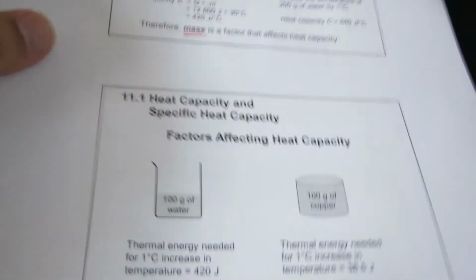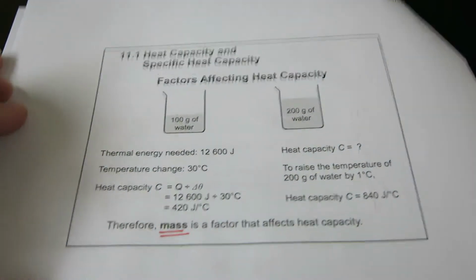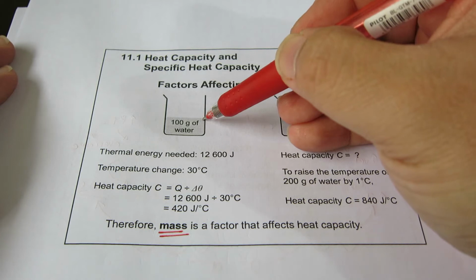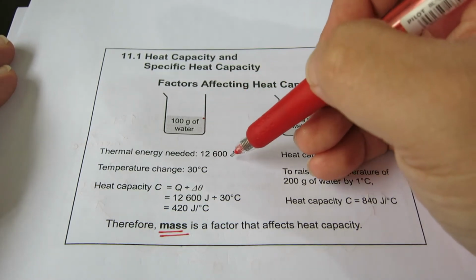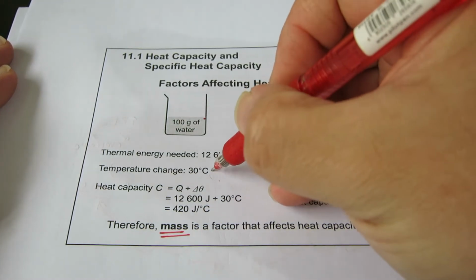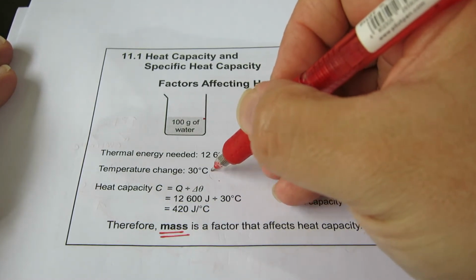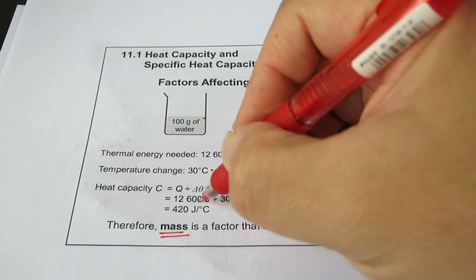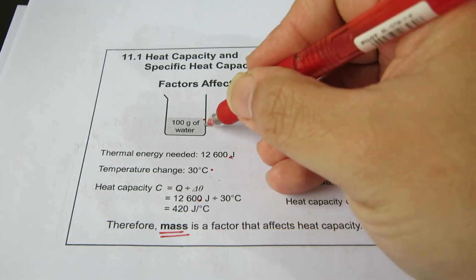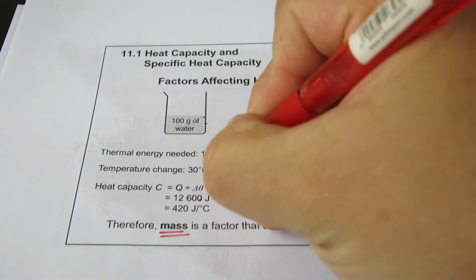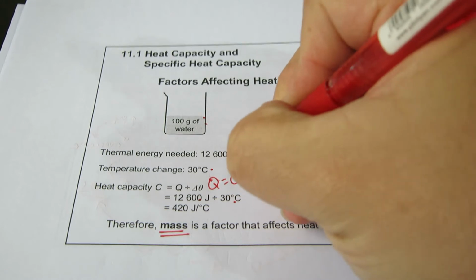Now, how do we deal with heat capacity, and what on earth is heat capacity? Let's say I have 100 grams of water, and I tell you that if I supply 12,600 joules of energy, the temperature change observed is 30 degrees Celsius. The heat capacity then tells us how much energy is required to change this object by 1 degree Celsius. Alright, the formula is Q equals C delta theta.